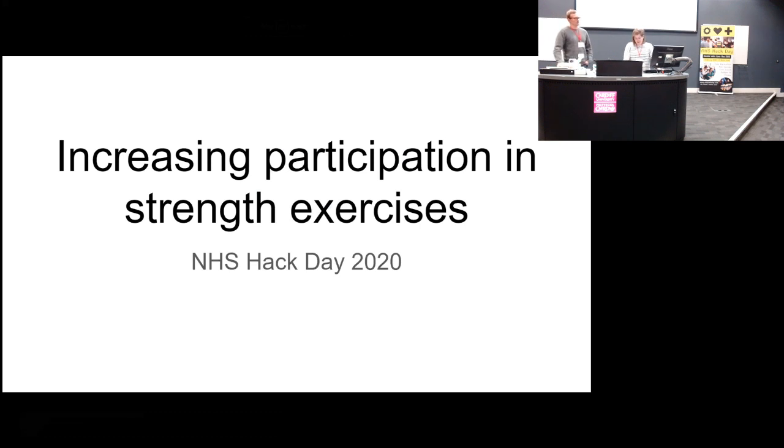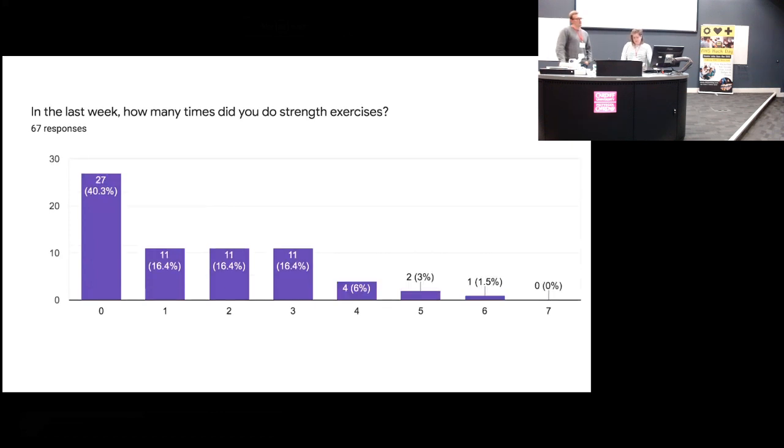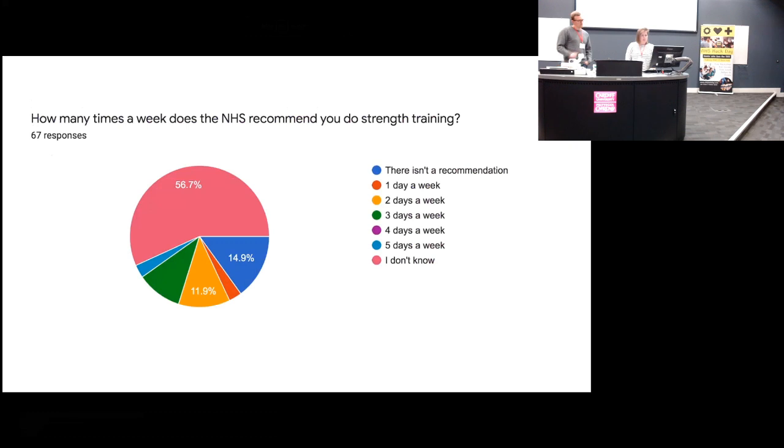The NHS recommends that people do strength exercises twice a week. We did a very scientific and in no way biased survey, which thank you if you took part. So in the last week, around 19% of people said they did no exercise at all. However, when we look at how many times people did strength exercises, it was 39%. As well as that, only 44% of people did strength exercises over 2 times a week, as opposed to 72% of people who do exercise in general. So, people don't really know how many times they're meant to be doing strength exercises.